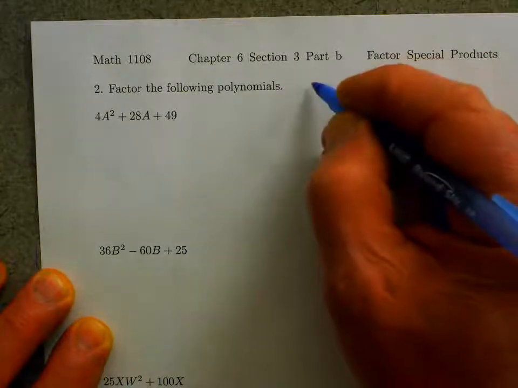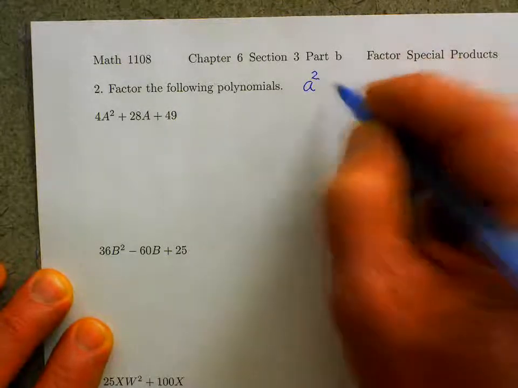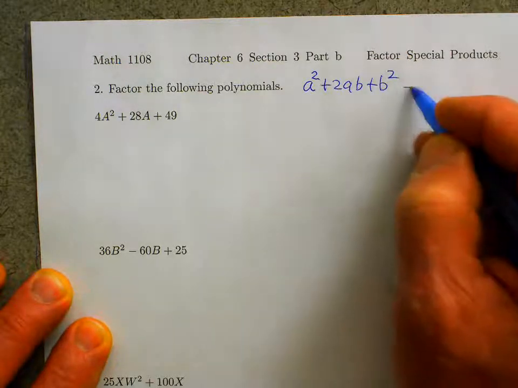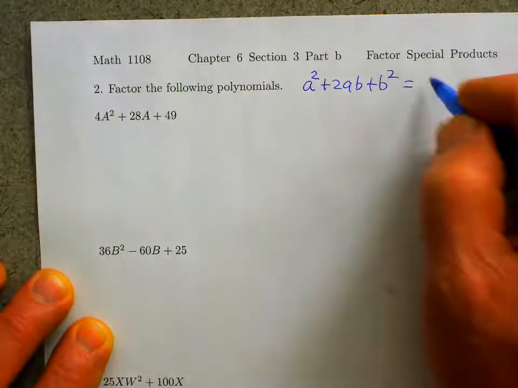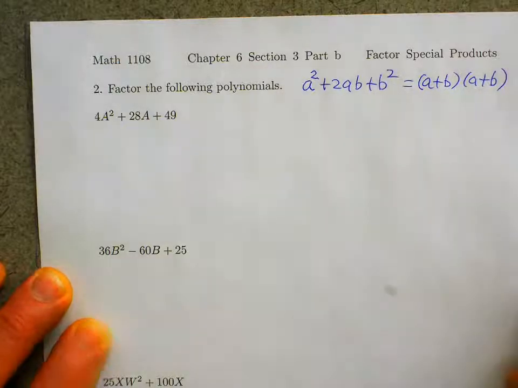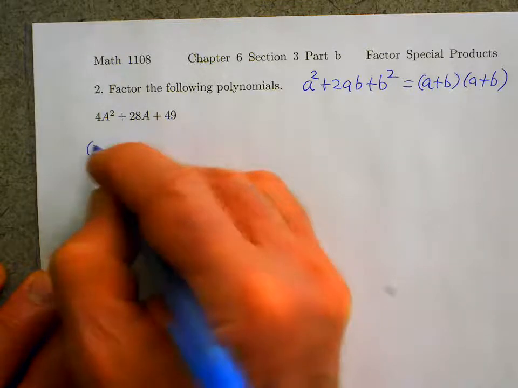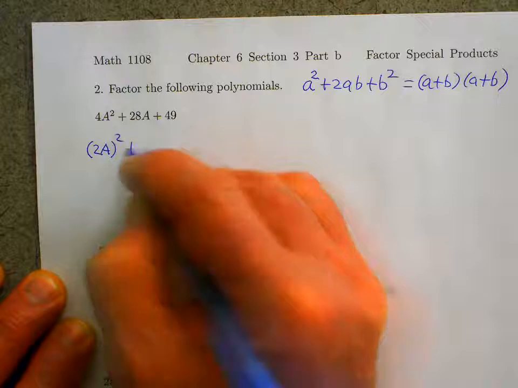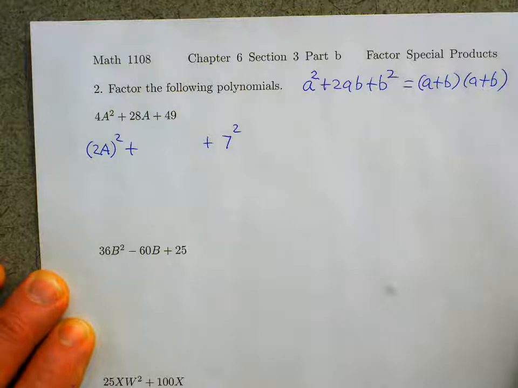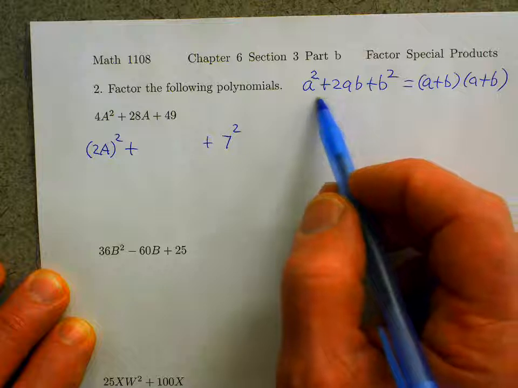If it is a perfect square trinomial with two plus signs, it will have this form: a squared plus 2ab plus b squared. And if it is a perfect square trinomial, the two factors are the same, a plus b times a plus b. So we'll think of the 4a squared as the term 2a squared. And the term on the right, 49, think of that as 7 squared. And we want to see if the middle term, plus 28a, has the proper form, plus 2ab.